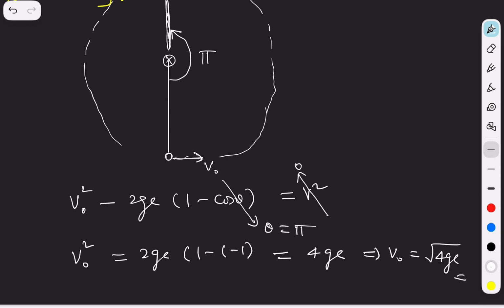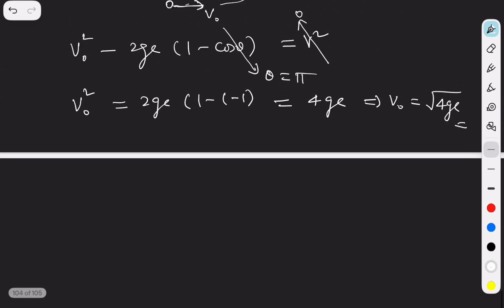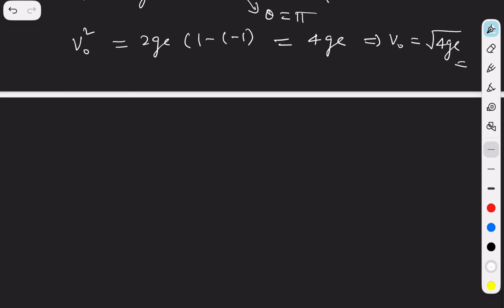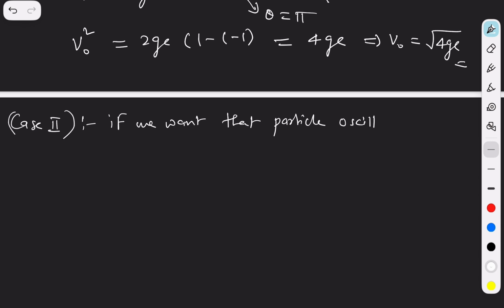Case 2 is, if we want that the particle oscillates only in the lower half of the circle. Okay, this is the requirement that we are having.